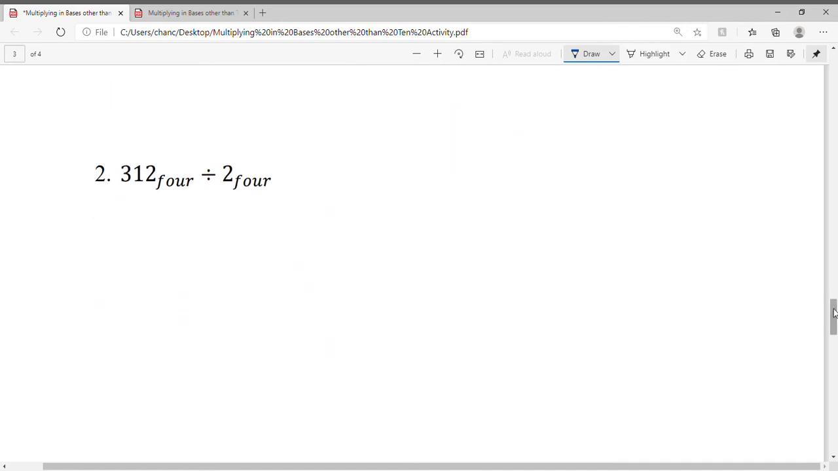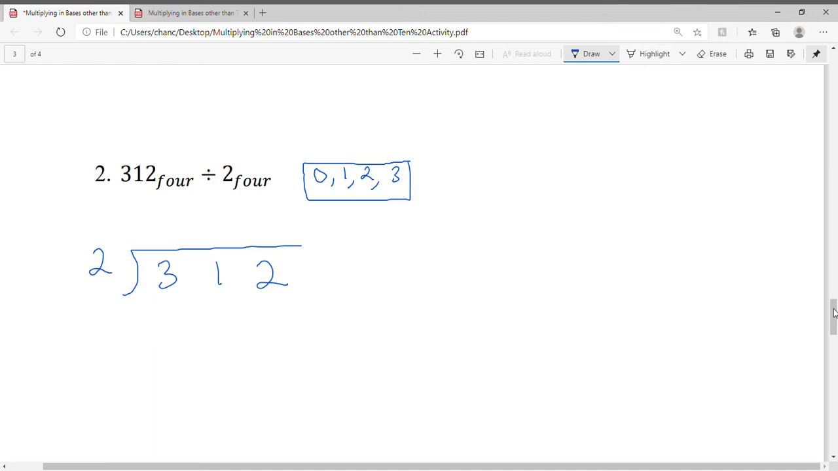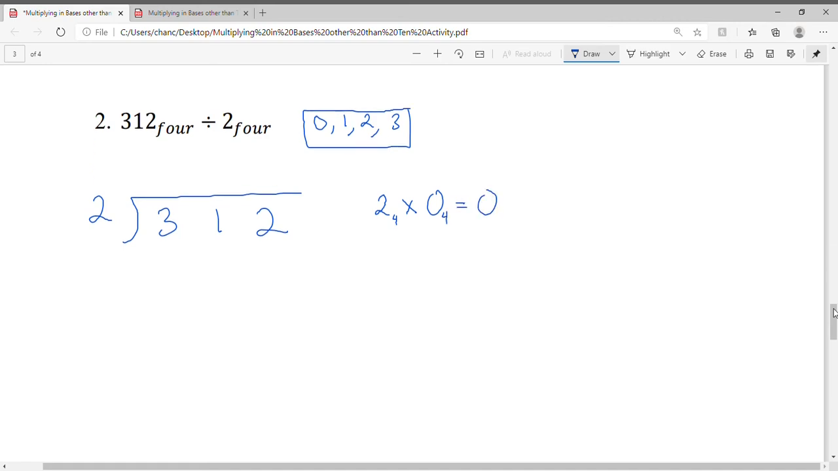Example 2. Now I want the 2 to be in the front and the 312 to be on the inside. Now this is base 4, so the only symbols are 0, 1, 2, and 3. Before I do this, I want to look at all the multiplications with 2 in base 4. So let's look at it. 2 base 4 times 0 base 4. Well, that's just 0. That's definitely something we know.